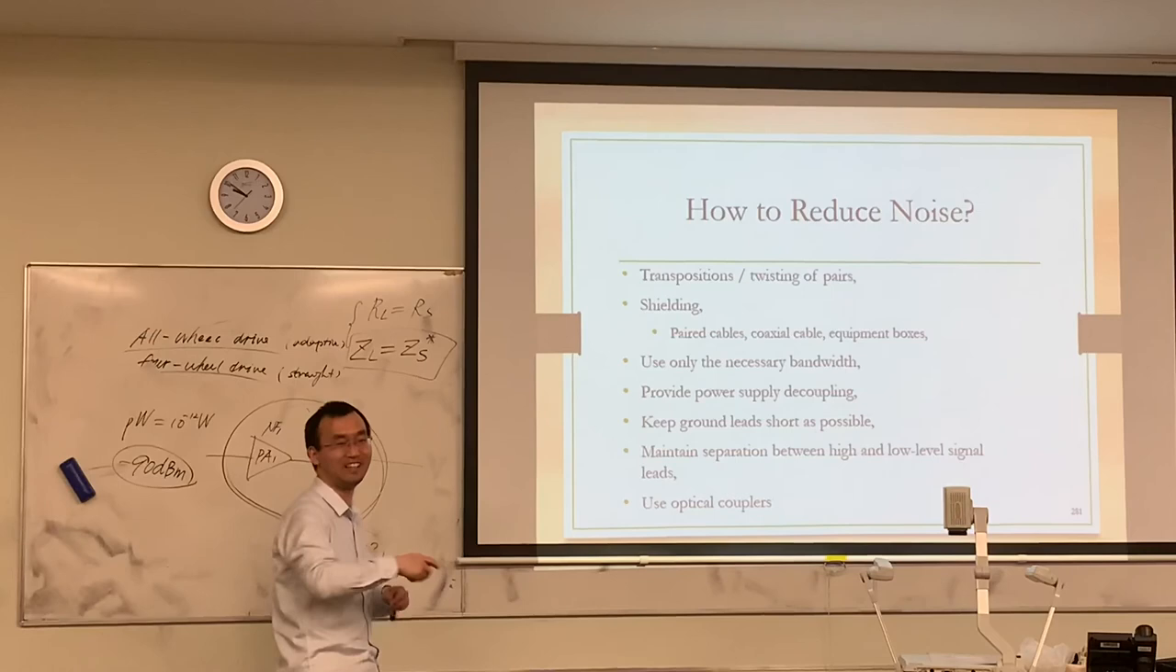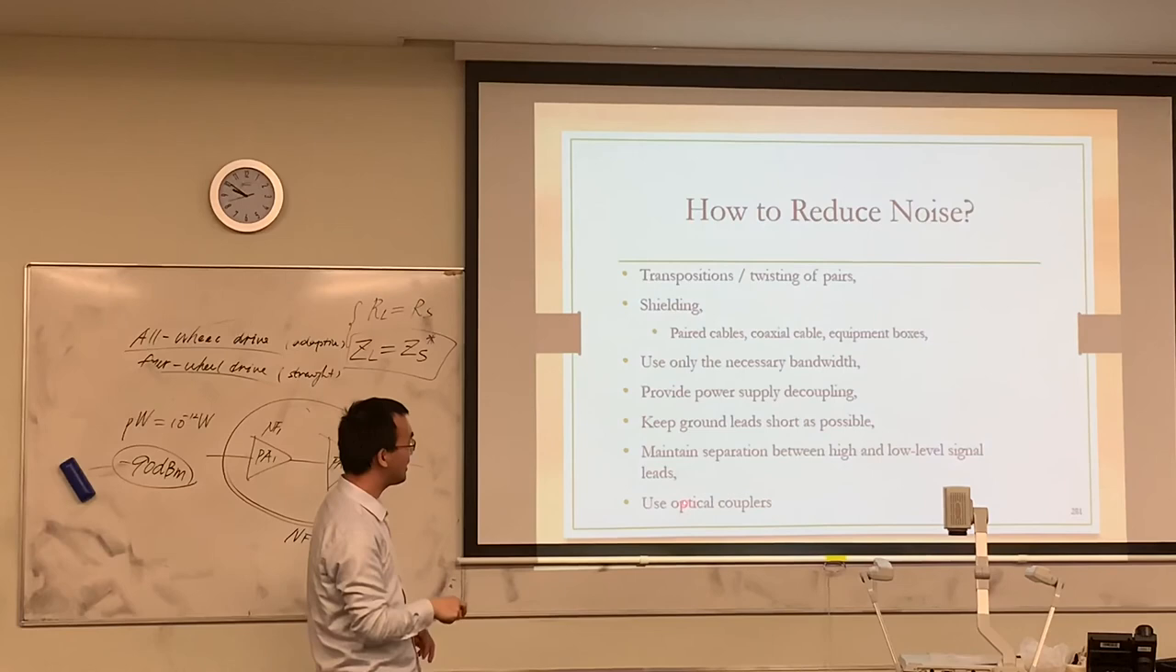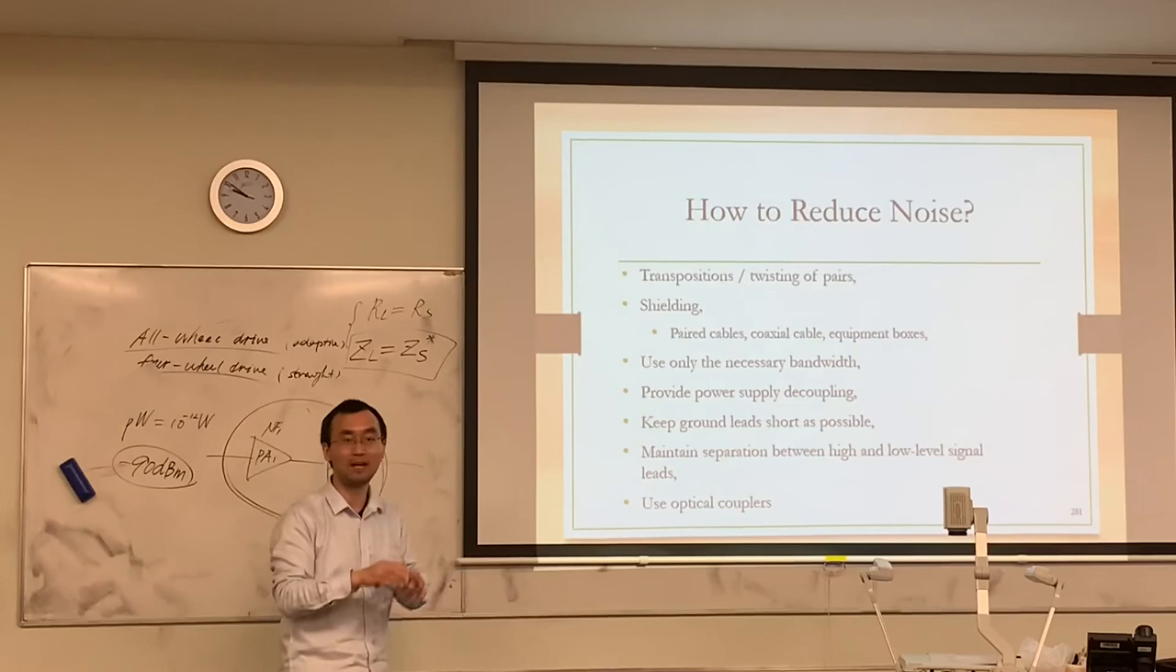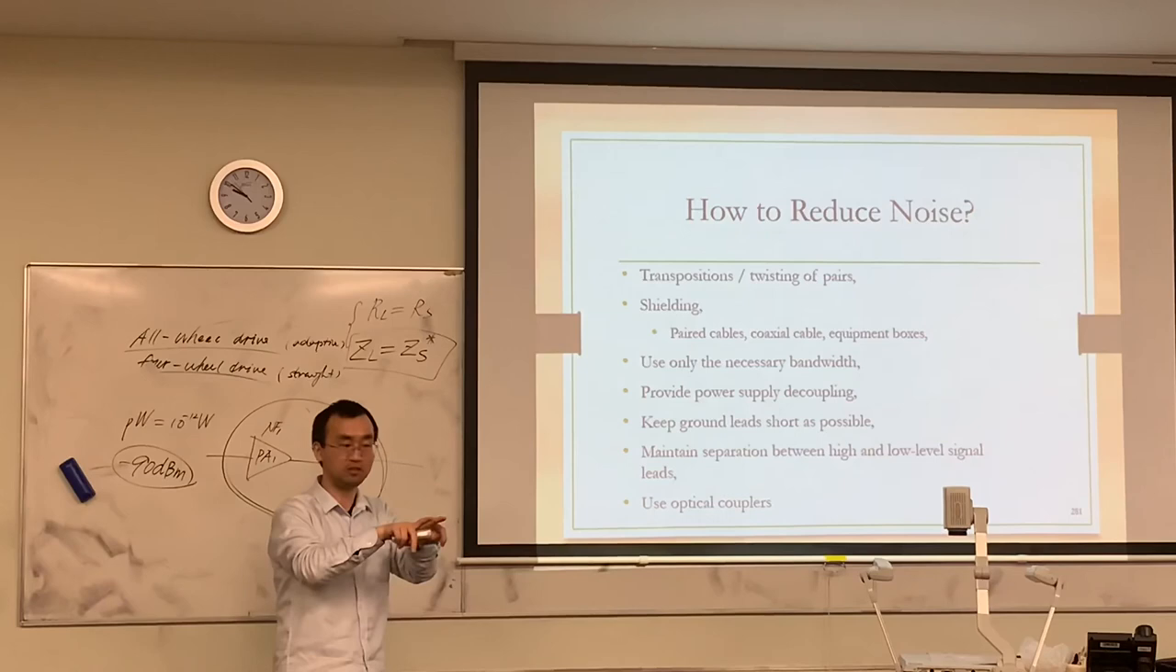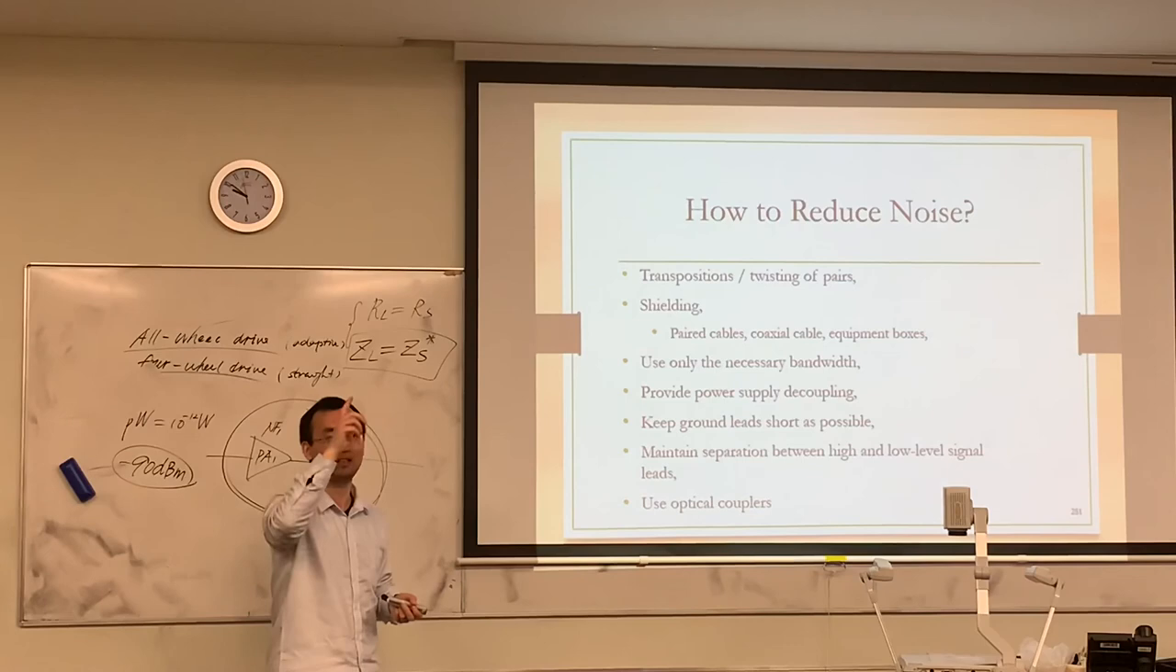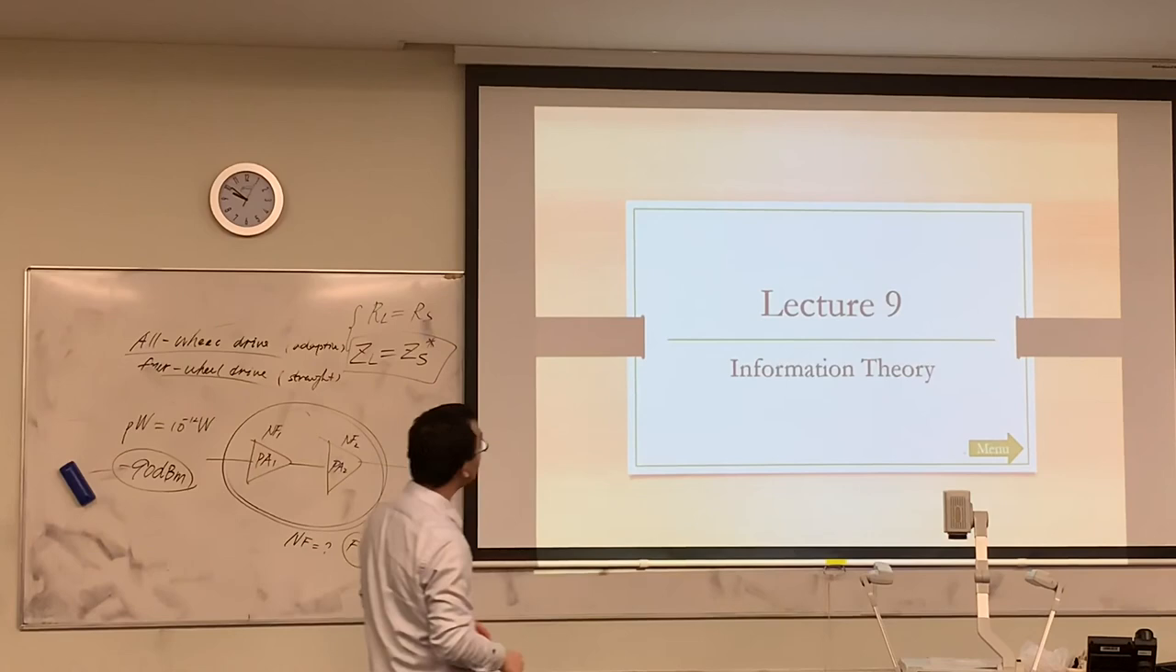Otherwise, you can use the optical coupler to reduce the noise. Then this one, I'm talking about the coupling. For example, you got one trace with a high voltage, and another trace with a low voltage. If they are close enough, the magnetic field couples between them, right? Remember, you got the current flow, you got the magnetic field around it, right? So that's the end of this one.